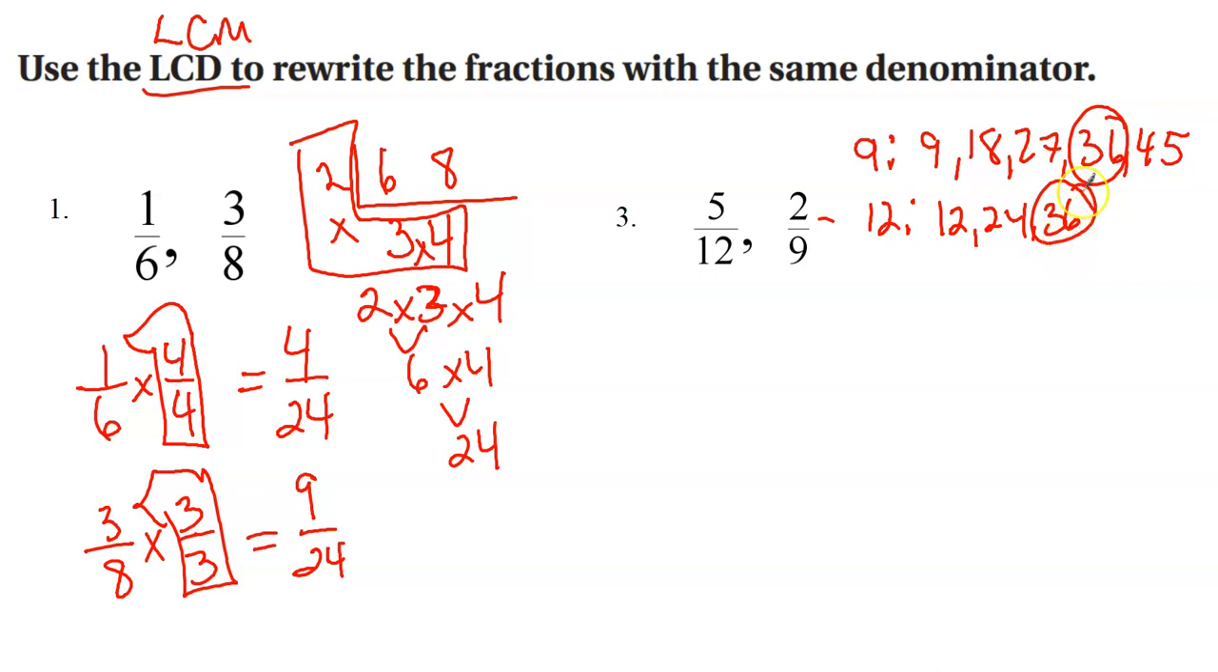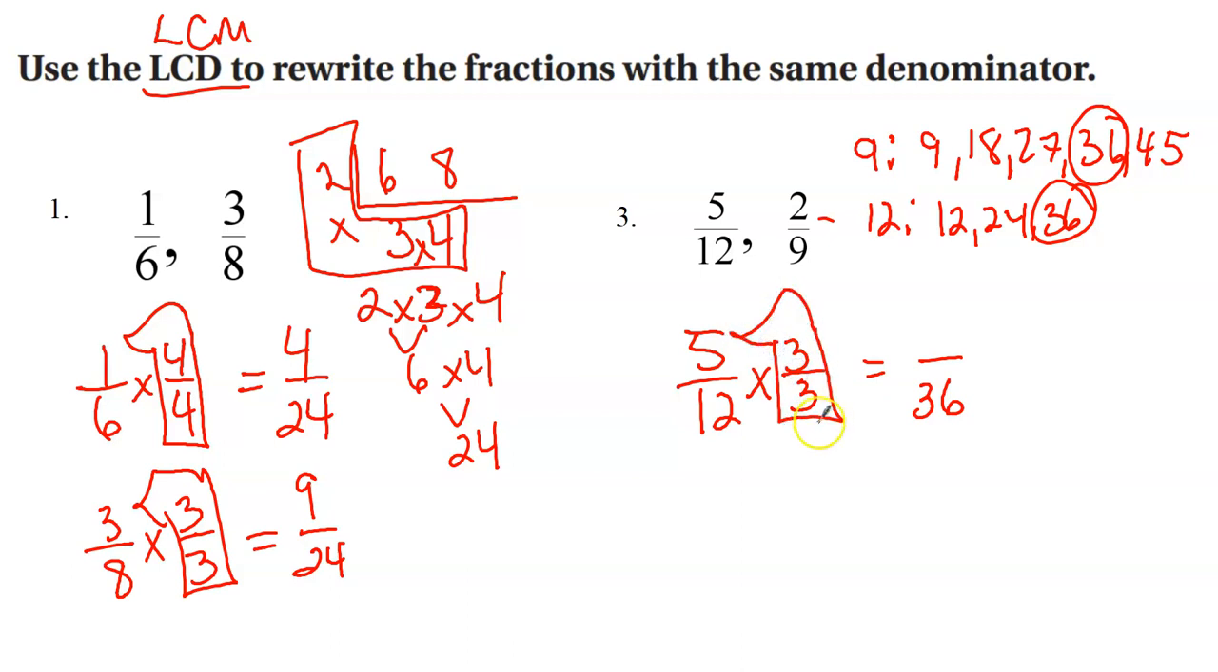So now when I rewrite my fraction, I'm going to multiply by a number that will give me 36 in the denominator. 12 times 3 is 36, so I know I need to multiply by 3 over 3, right? Every time I multiply by a giant 1, the value does not change. 5 times 3 is 15. I'm creating an equivalent fraction, but just in smaller pieces if you think about a pizza.